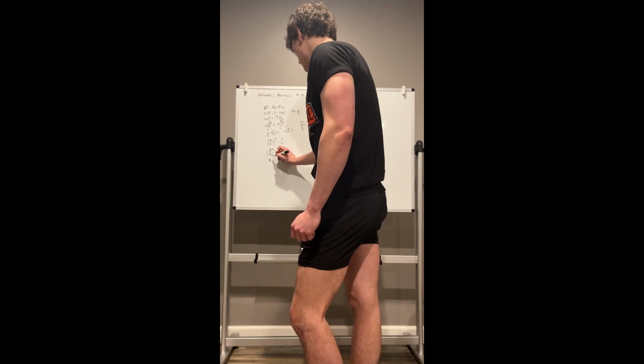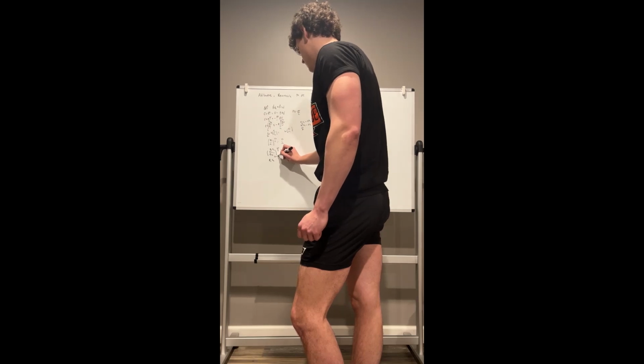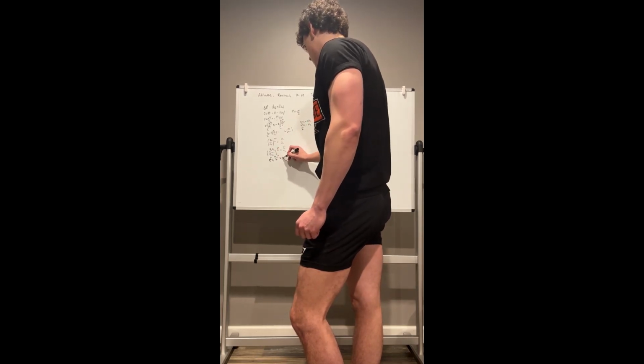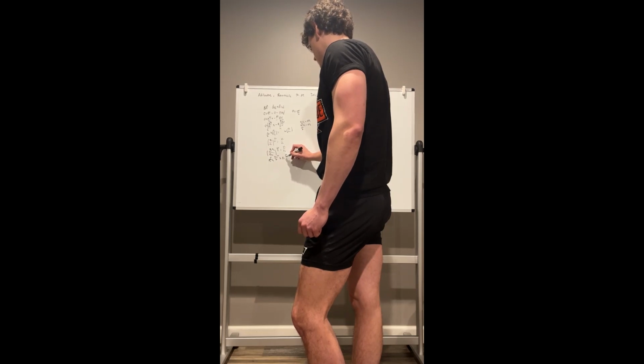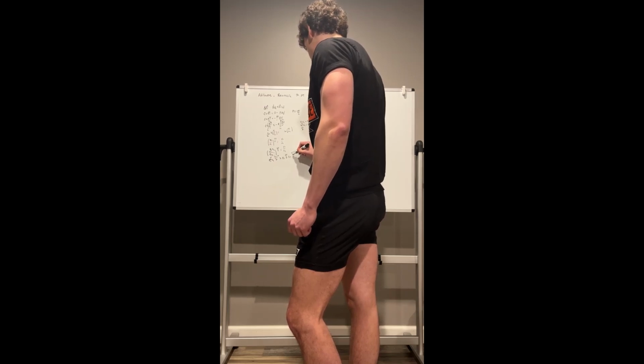P2 V2 to the Cv plus R over R. Sorry, this is P2 to the Cv over R. That will equal P1 to the Cv over R times V1 to the Cv plus R over R.